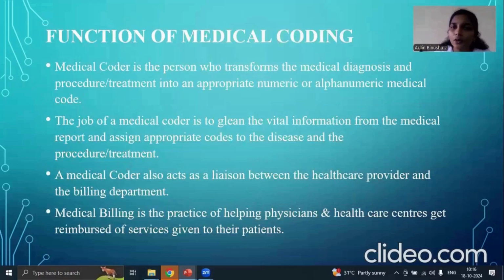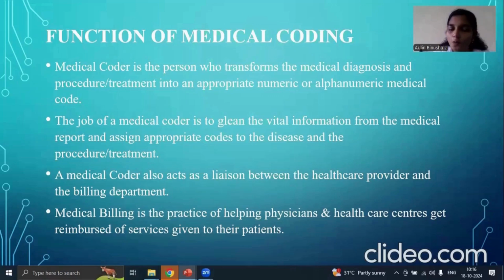Next, what is the function of medical coding? First, the medical coder is a person who transforms the medical diagnosis, procedure, and treatment into an appropriate numeric or alphanumeric code. These codes may be numeric, or there may be some alphabets and some numbers as well. These are the medical codes. I will explain how we need to assign the codes, and I will show you that.